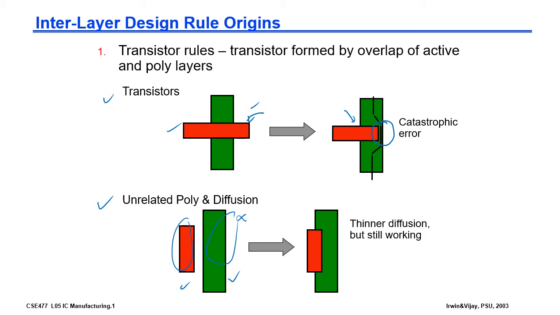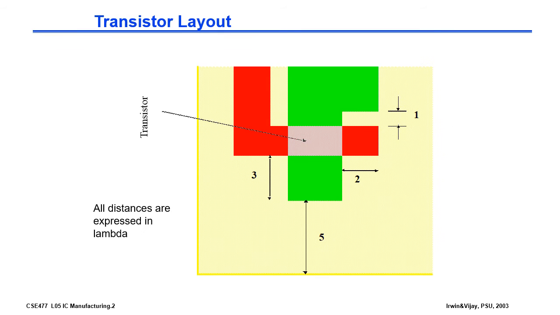And then maybe you overlap the polysilicon on the diffusion layer very little, so it becomes a thinner diffusion here, but this one is still working as a transistor, but not as efficient as this.